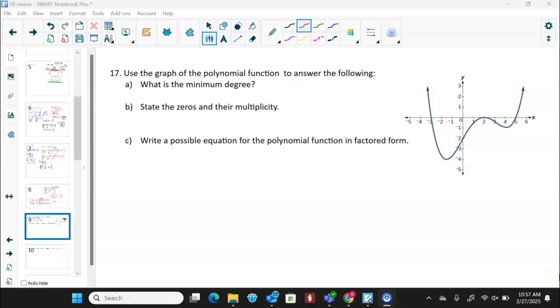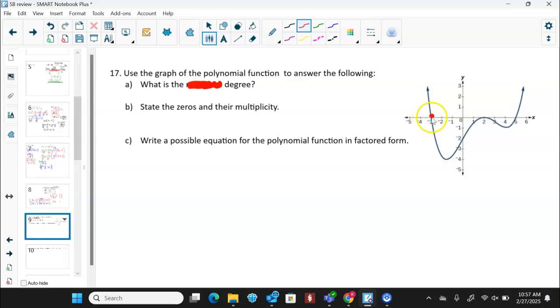All right, a few more questions left. Guys, don't worry about this word minimum right here. I know it's a little bit confusing. It just means the least amount of x's, the least degree that we're looking for. So I want you to just eliminate that word because it's been very confusing to a lot of students. So what is the degree?